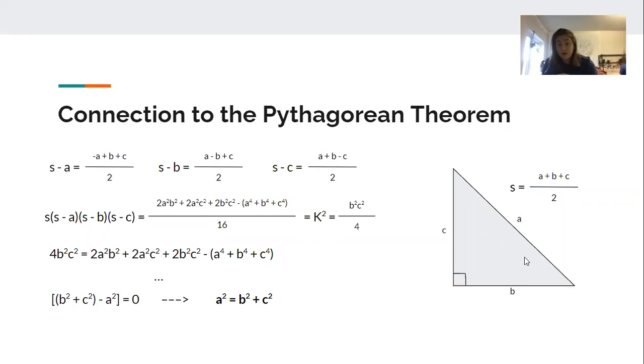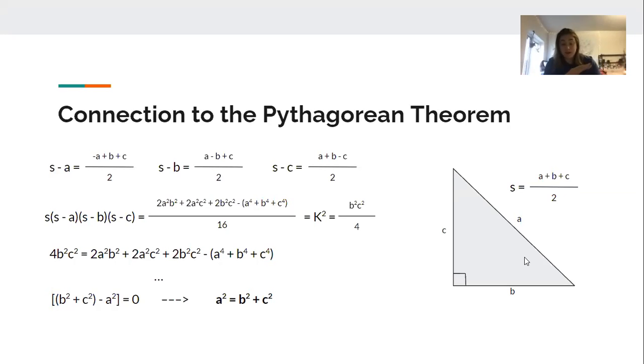And also we know from previous proofs that the area is 1/2 base times height. In this situation, b is the base, c is the height. So bc over 2 is going to be the area. So if we square that, because it's equivalent to k, that formula squared is going to be b squared c squared over 4. So now we just have to set that big fraction in the middle equal to b squared c squared over 4. And that gives us the second to last line, starting with 4 b squared c squared is equal to blah, blah, blah.